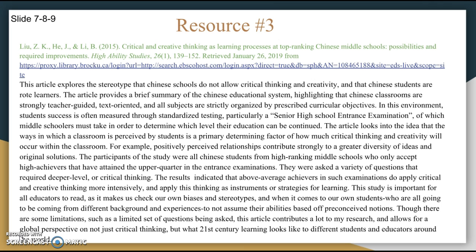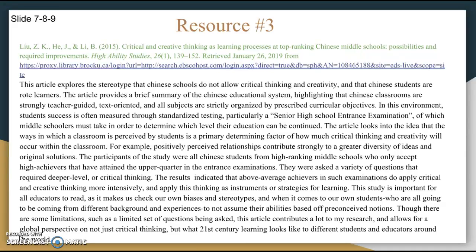The participants of the study were all Chinese students from high-ranking middle schools who only accept those who attain the upper quarter in the entrance exams. They were all asked a variety of questions that required deeper-level critical thinking. The results indicated that above-average achievers in such examinations do apply critical and creative thinking as instruments for learning.